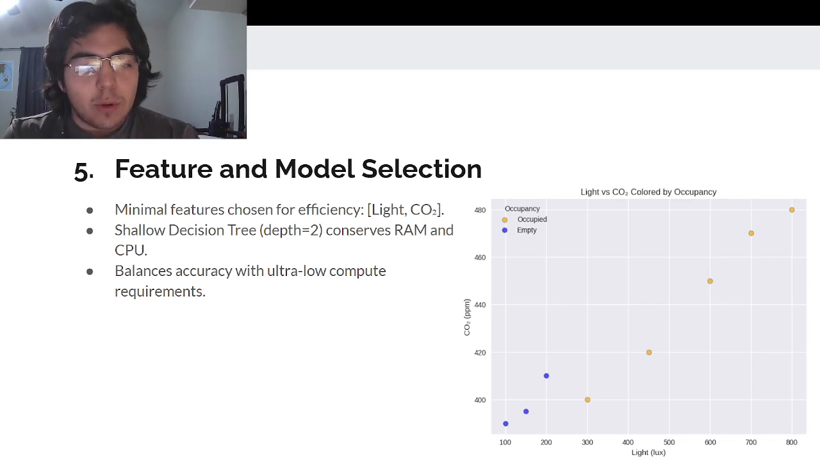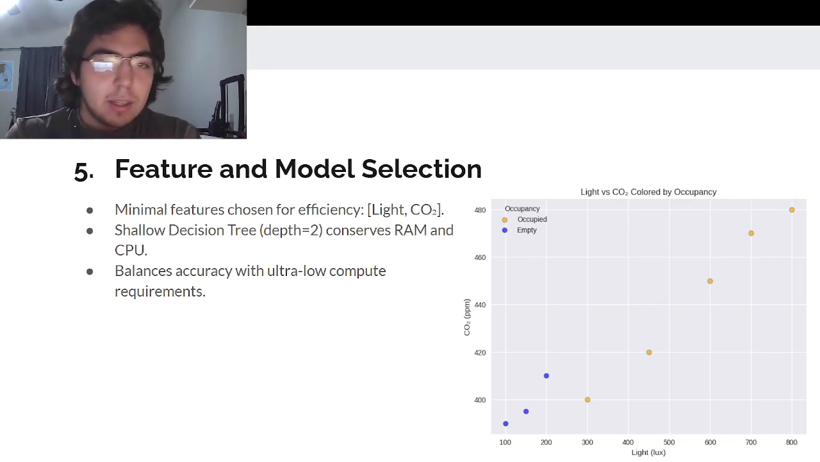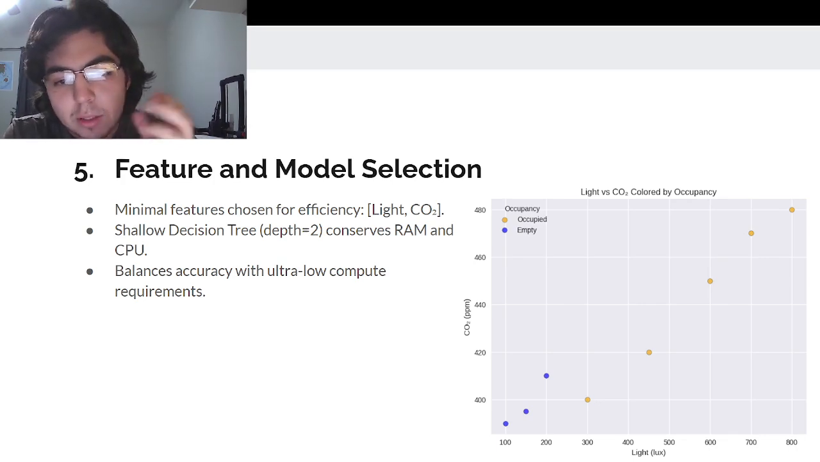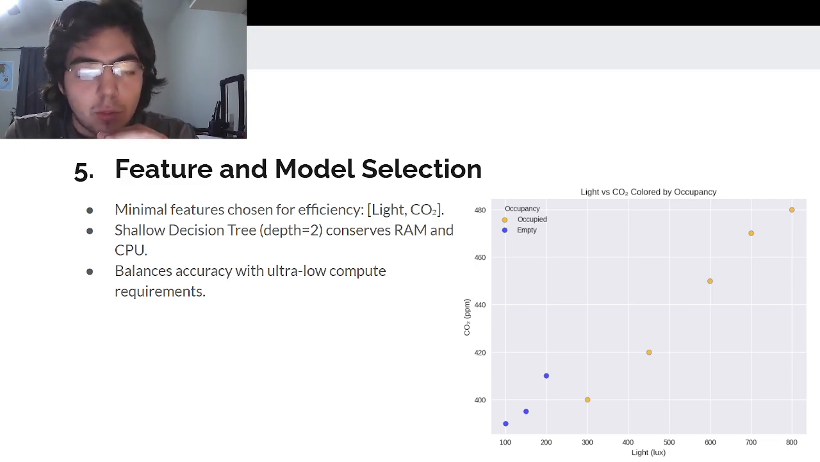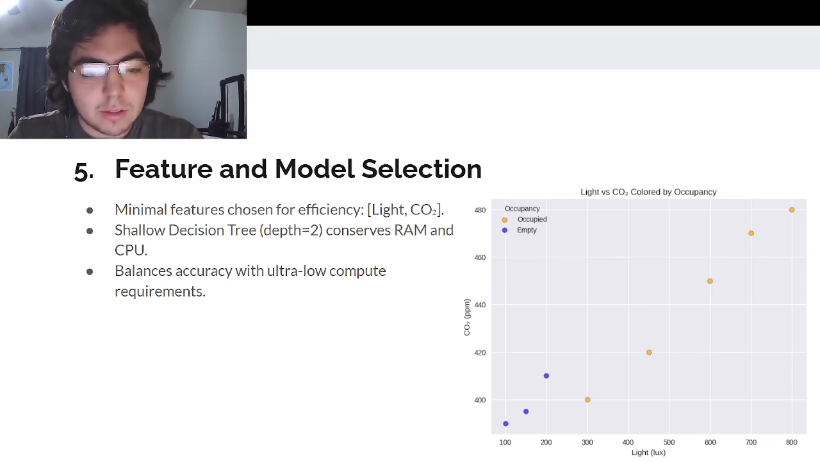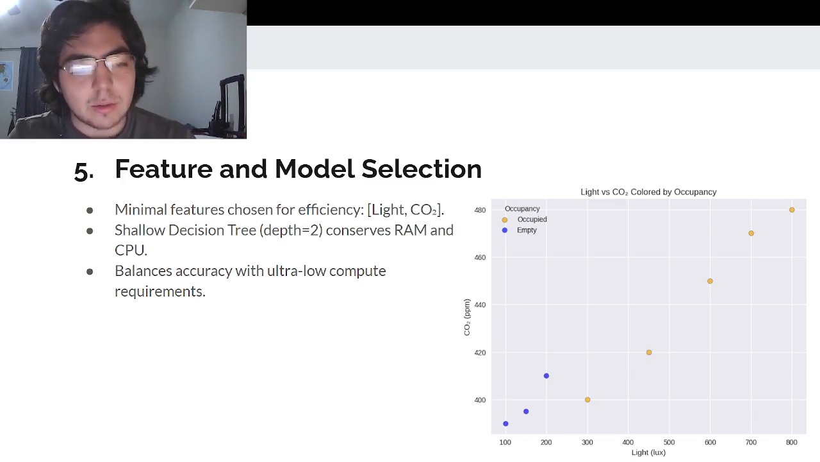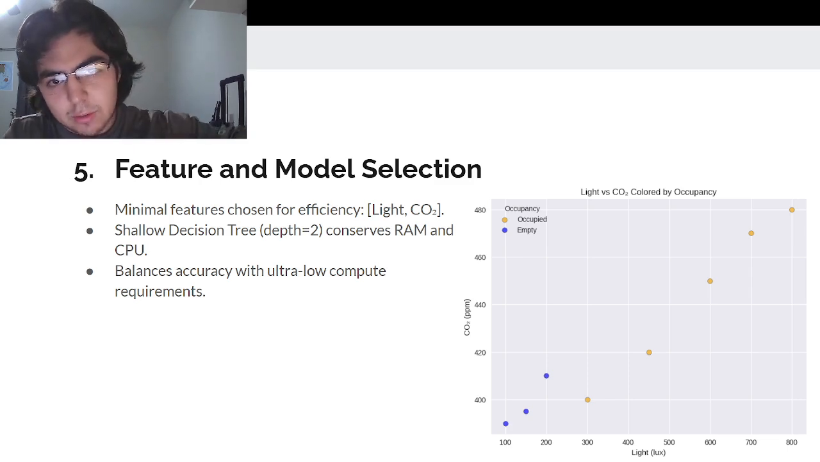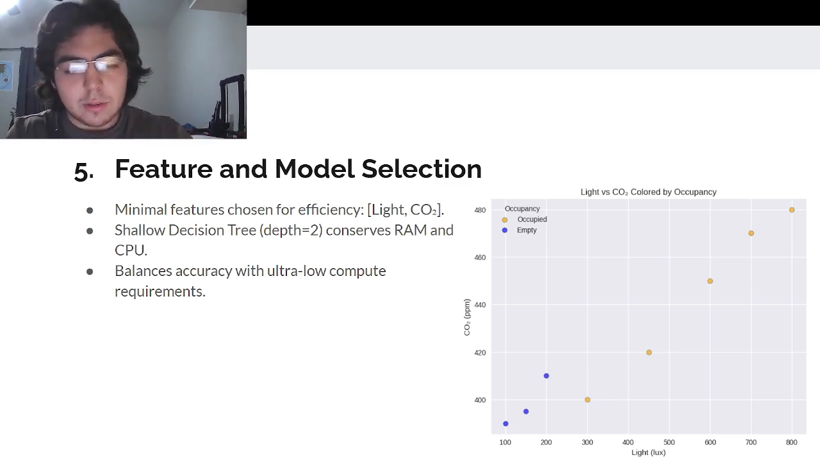Like I said, we're only going to choose light and CO2 because an 8051 is limited. It has limited RAM, limited CPU, limited ROM. So we don't want to overload it with too many sensors. We can't load it with too many sensors. And so we're only going to be using a light sensor and a CO2 sensor to pull in light and CO2 data. And the algorithm we're going to make that can create predictions is only going to use a depth of 2. The decision tree is only going to have a depth of 2, again, to conserve RAM and CPU.